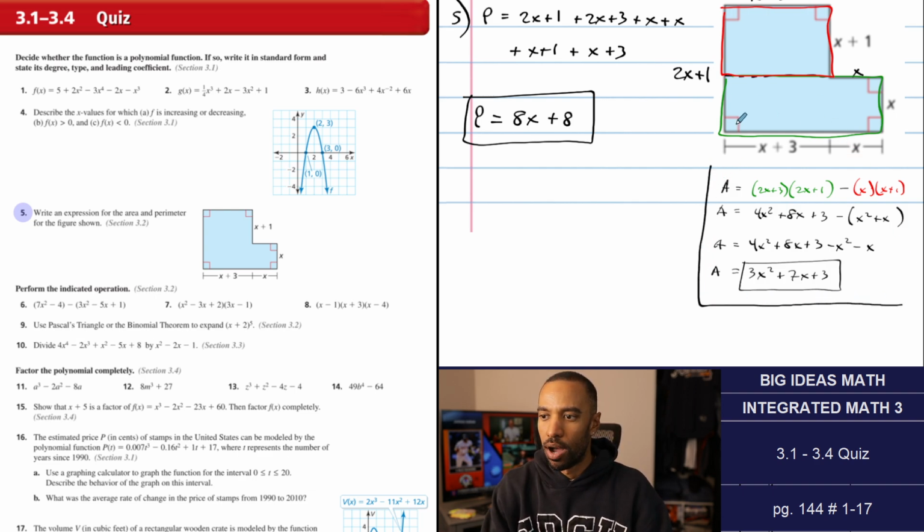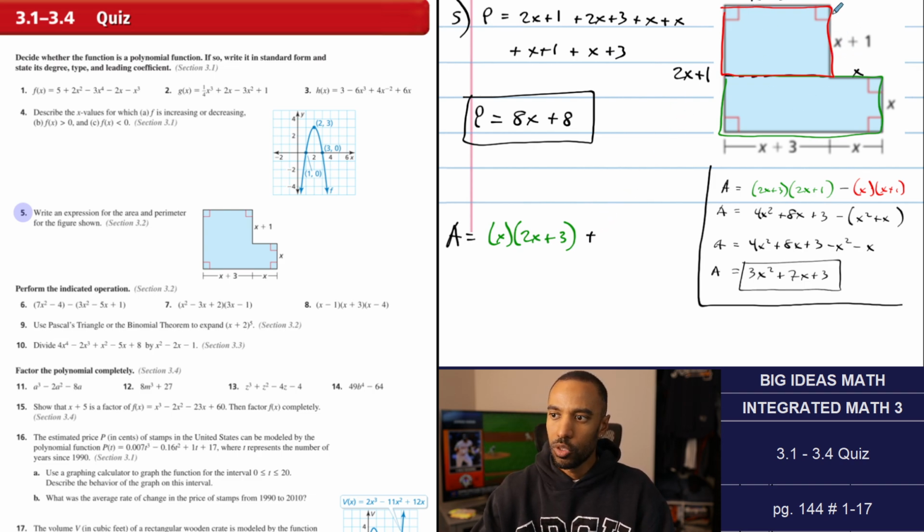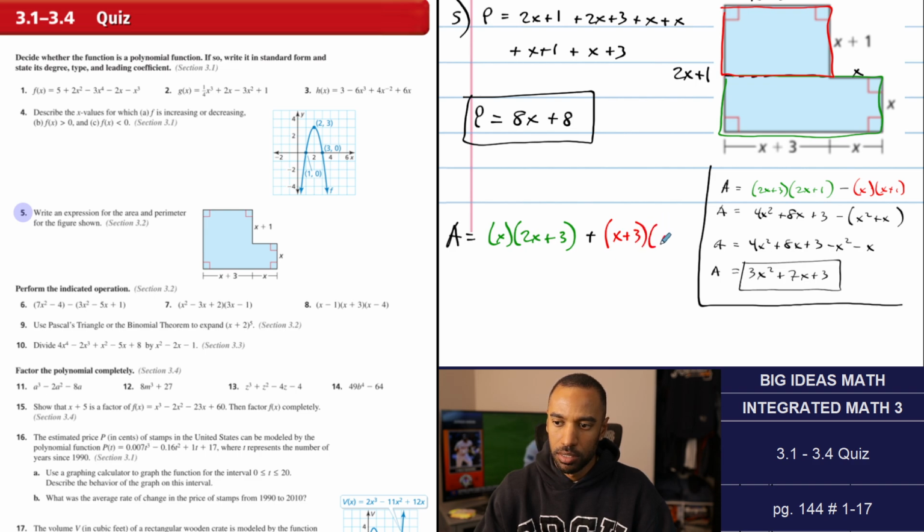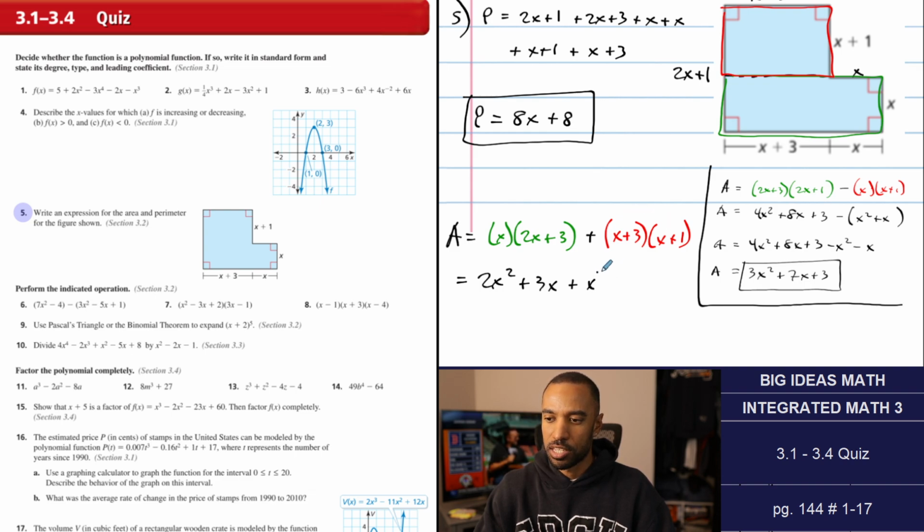All right, this bottom one has a base length of 2x plus 3 and a height of x. So let's do, I'll put the x first. x times 2x plus 3. And then let's add this red one. The red one has a height of x plus 1 and a base of x plus 3. So x plus 3 times x plus 1. And let's FOIL, or distribute this one. 2x squared plus 3x plus, now this is FOILing, x times x is x squared, plus 1x plus 3x is 4x, and then plus 3 times 1 is 3.